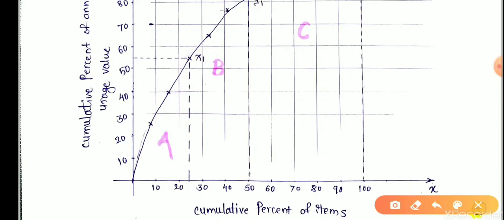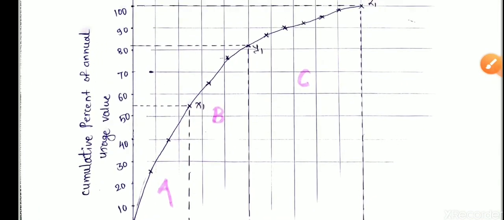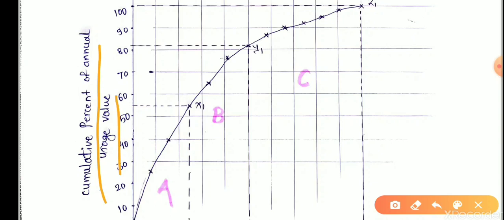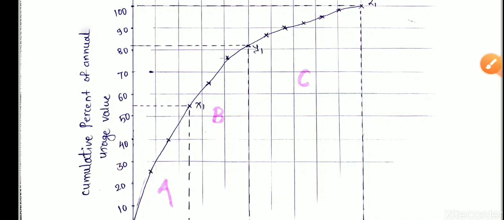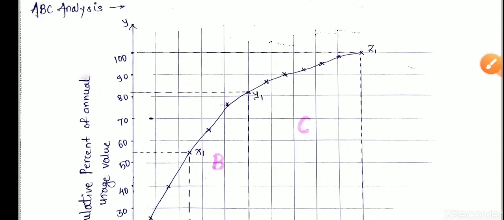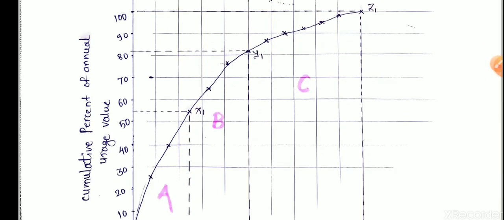On the x-axis it is the cumulative percentage of items, on the y-axis the cumulative percentage of annual usage value, in terms of percentage. And this is the final answer of our ABC analysis example number 2.